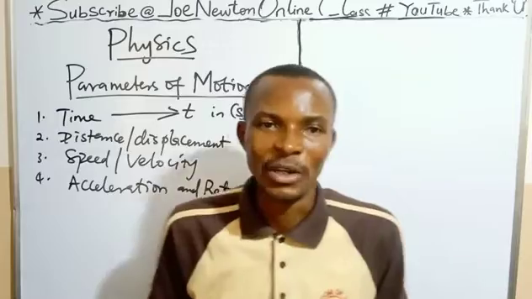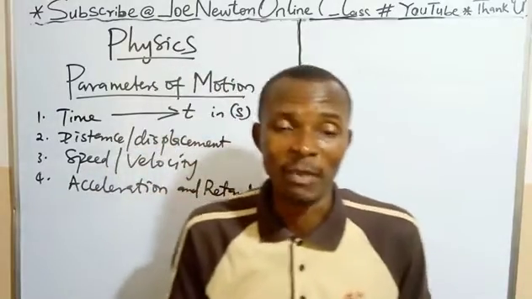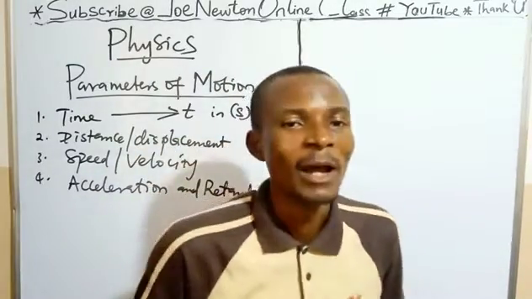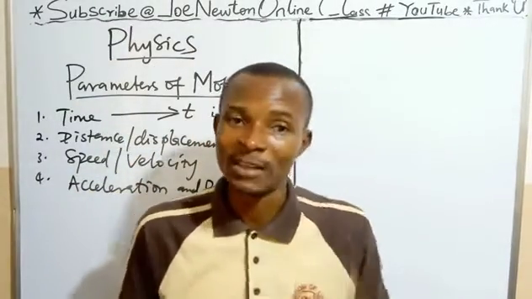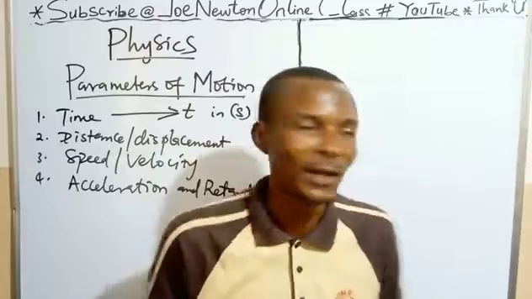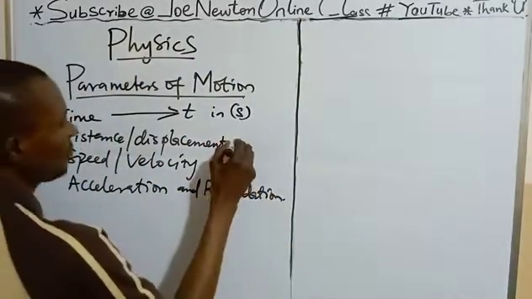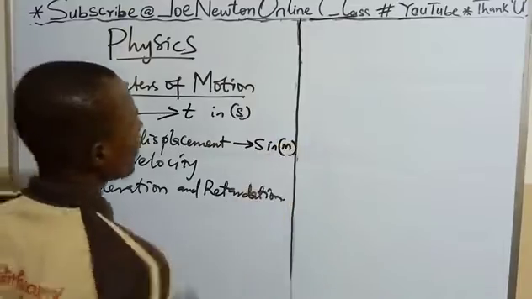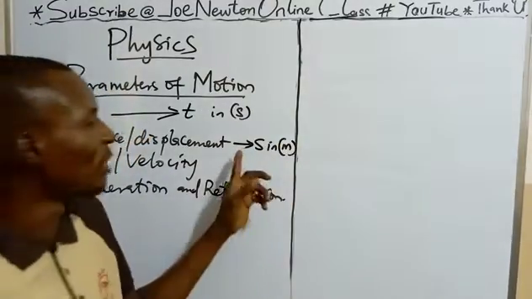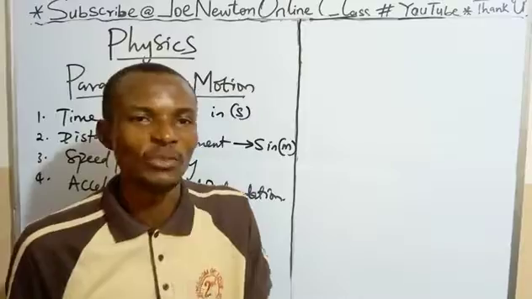So the SI unit of distance or displacement is the meter. And you should recall that 100 centimeters make 1 meter, while 1,000 meters make 1 kilometer. We use the letter S to symbolize or denote distance or displacement, measured in meters.